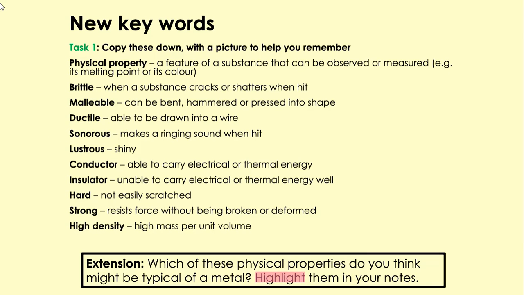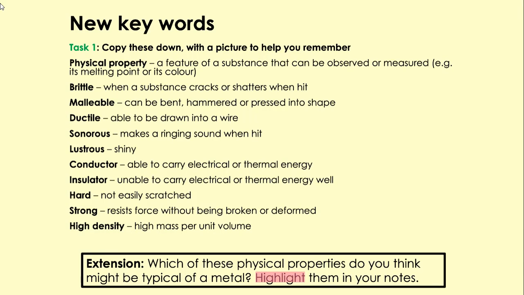So there's some keywords here that we need. Your first task is to copy these down and then add a picture to help you remember what that actually means. So I'm going to talk you through these and I'll give you a couple of examples of pictures I might draw. So for physical property, that's all of the terms below that are physical property.